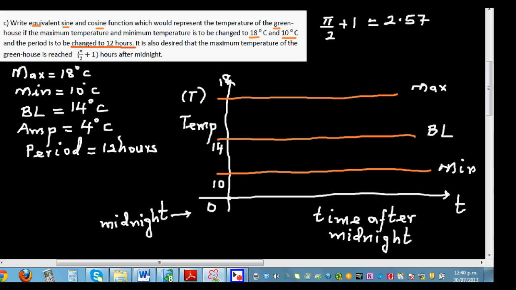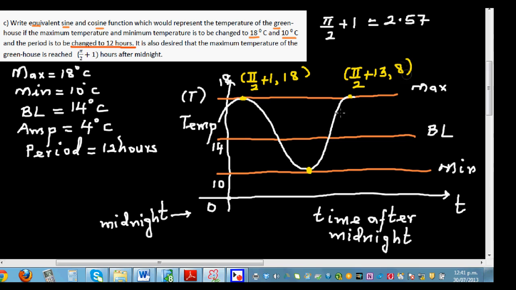So the graph, let me use a different color. White is good. The graph would look somewhat like this. Let us be exact. The x coordinate is pi by 2 plus 1, and the y coordinate is your maximum, which is 18. If you have one period, this would be pi by 2 plus 1 plus 12, that would be pi by 2 plus 13, comma 18, because you've got a period of 12 hours.